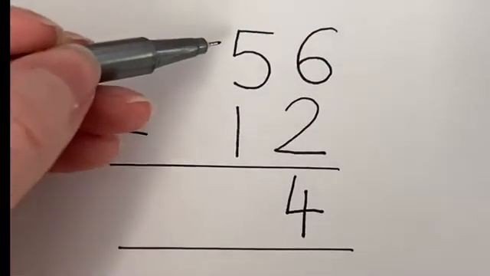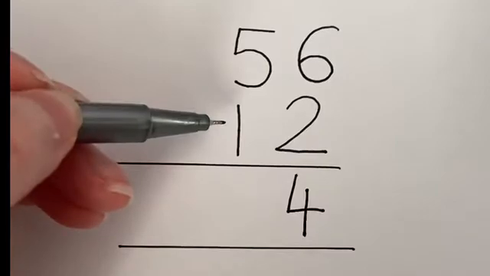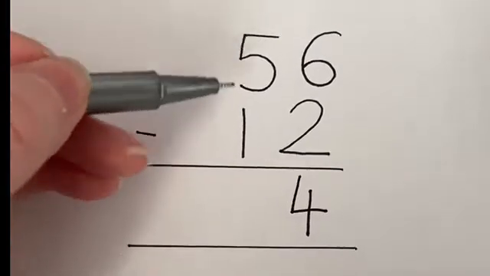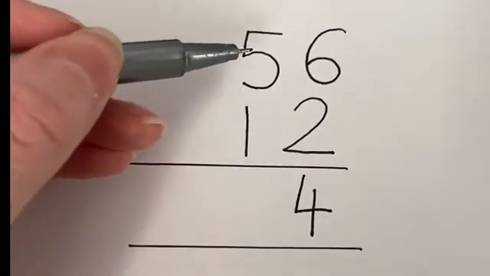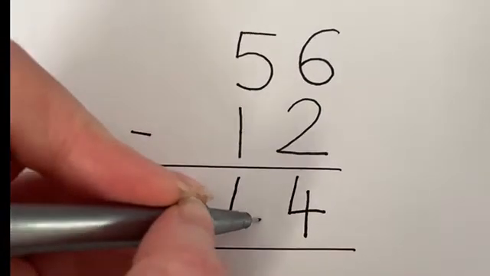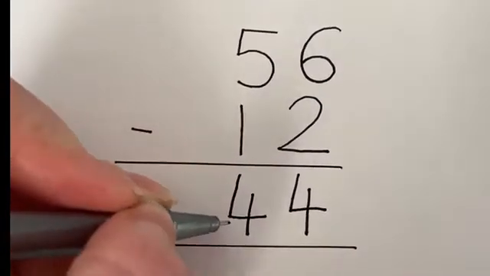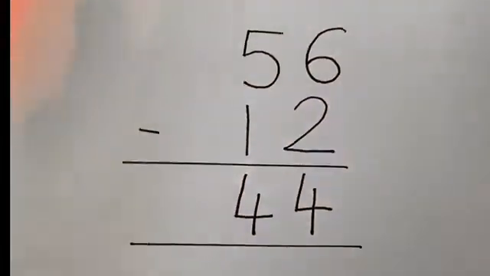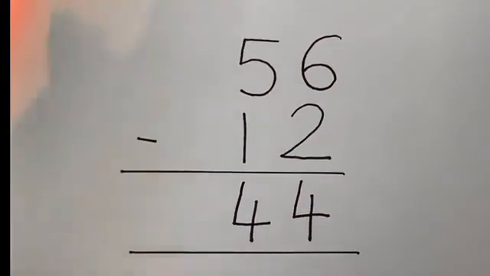Moving on to the tens column, 5 take away 1. Well, really we know this is 50 take away 10. 5 minus 1 is also 4. So a 4 in the tens, a 4 in the units, our final answer is 44.